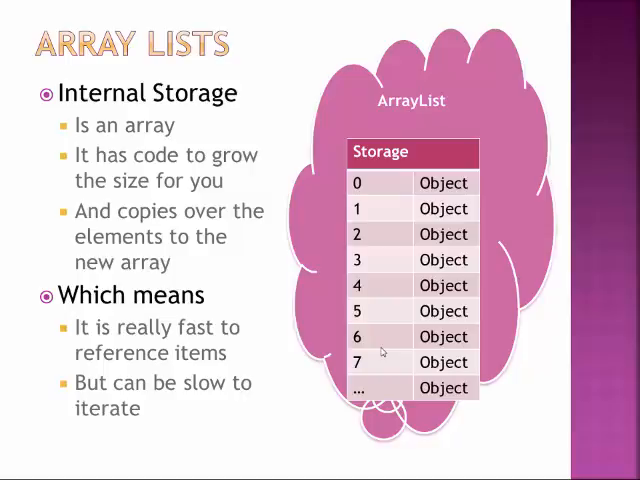And then if you fill up 16, it'd make another one that's 32 big. And when it makes the new one, it copies everything over. So think of it this way. I have a piece of paper that's a 3 by 5 card. When I fill up my 3 by 5 card, I jump up into an 8.5 by 11 piece of paper.